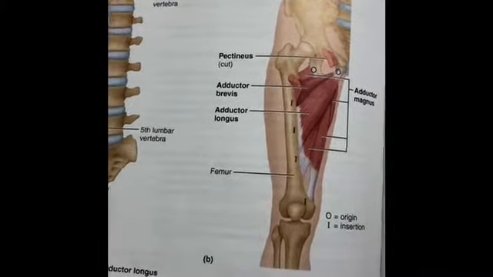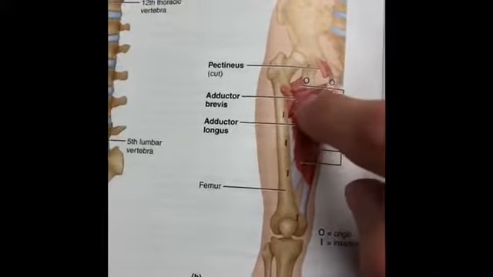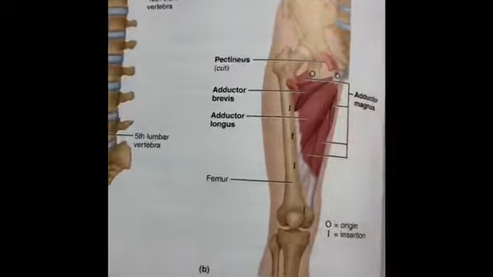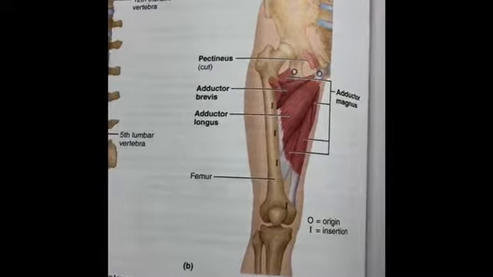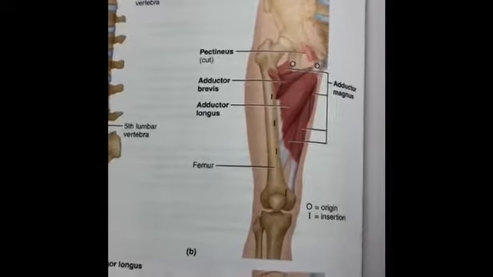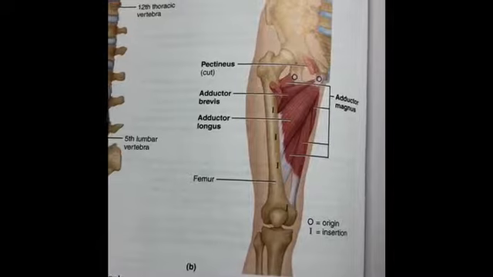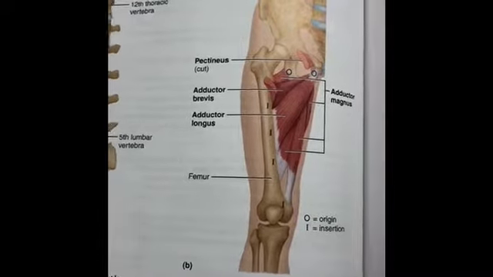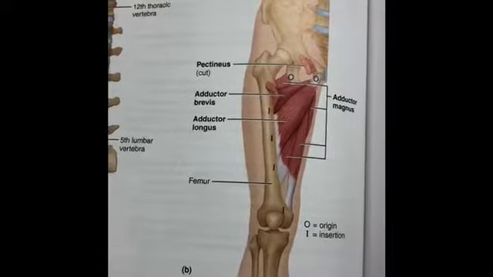The next muscle is the adductor brevis, and that is this muscle right there. And the origin is the body and inferior pubic ramus. The insertion is the linea aspera above adductor longus, and the action is that it adducts, flexes, and medially rotates the thigh.